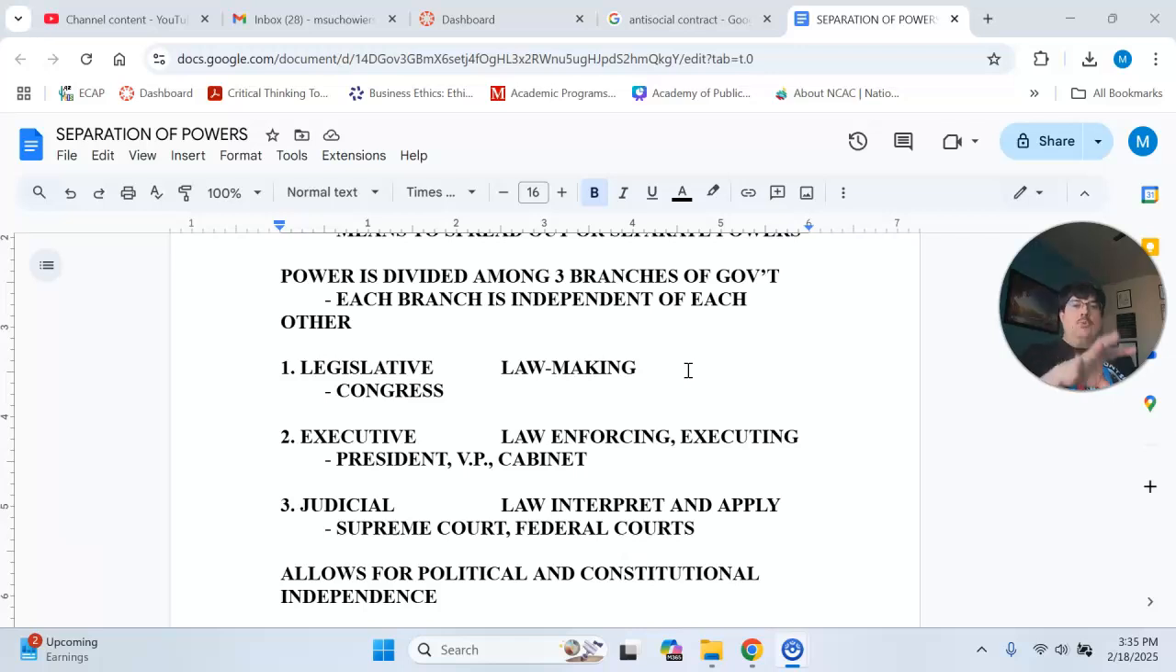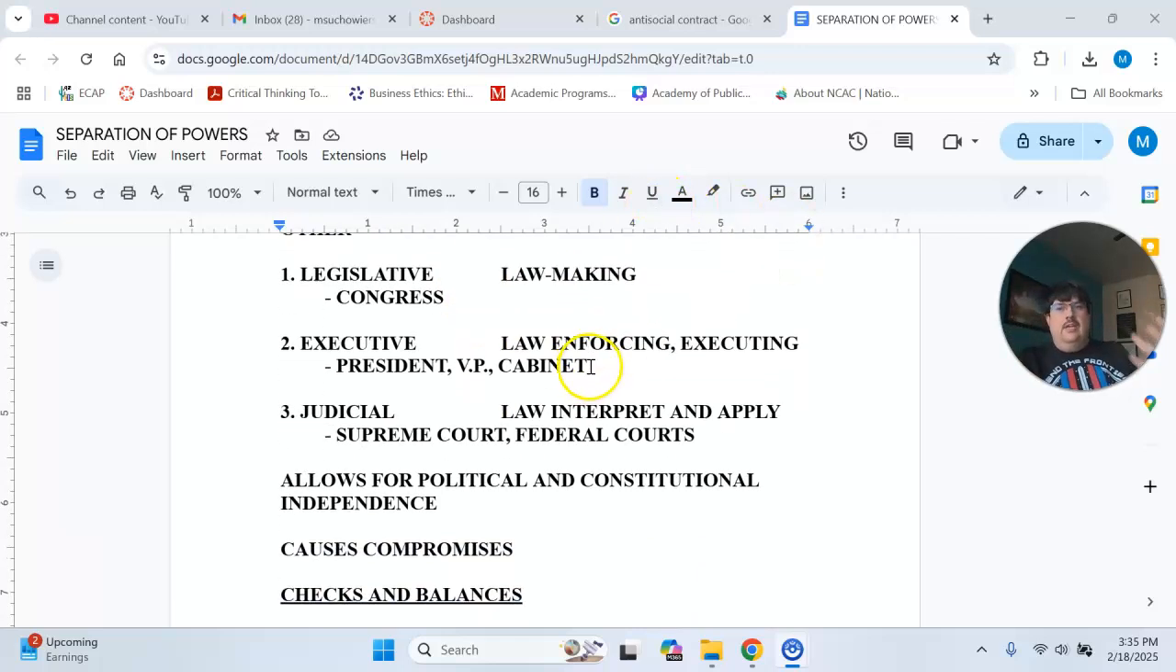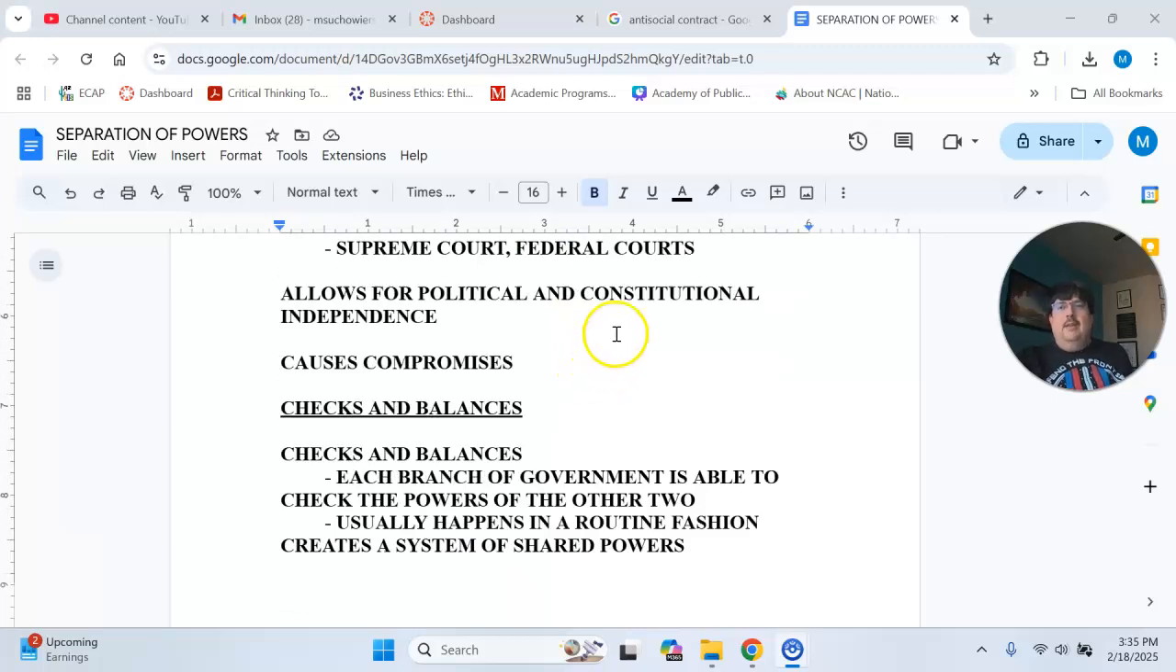Okay, so these three branches are how we separated our powers. And you have a Federalist paper that you are going to be reading that justifies why they thought that was a good idea. Now, of course, that allows for independence because those things are split. Now, our system of government is based on compromise.